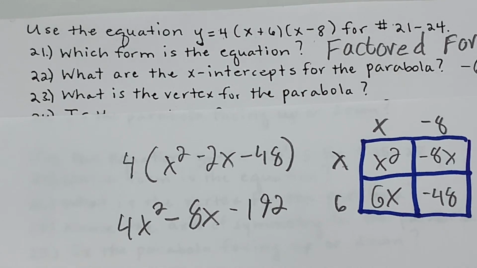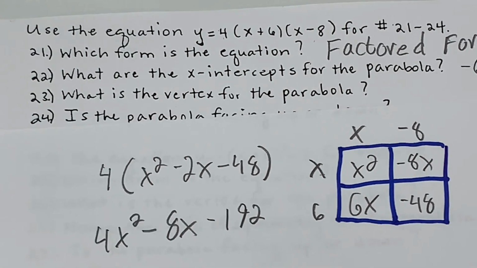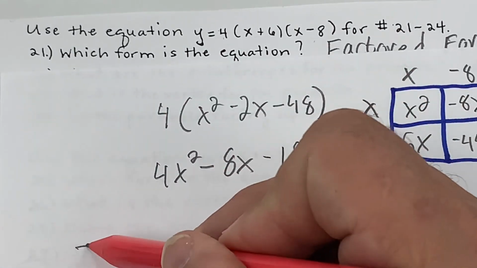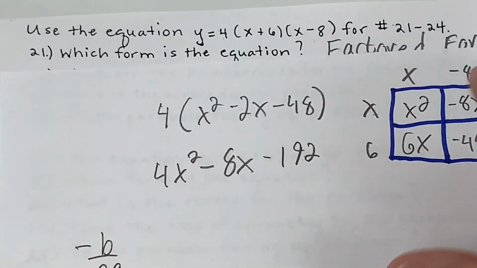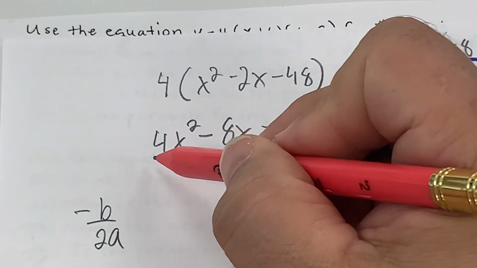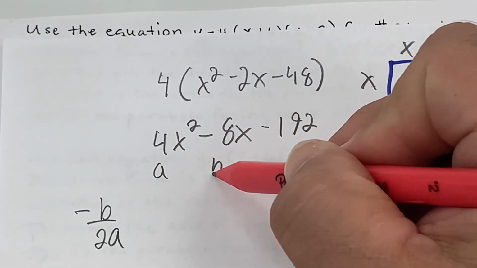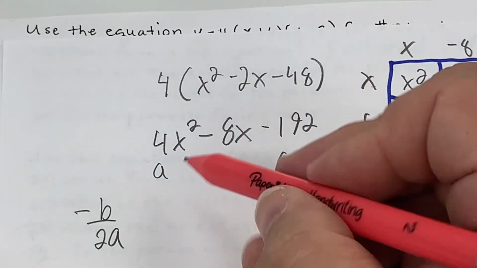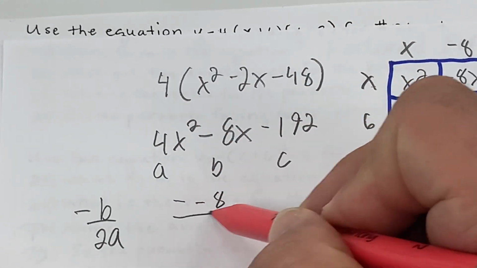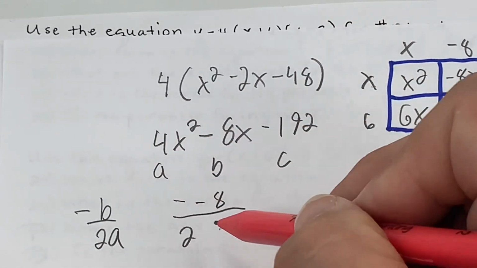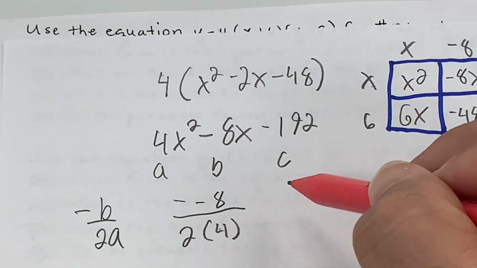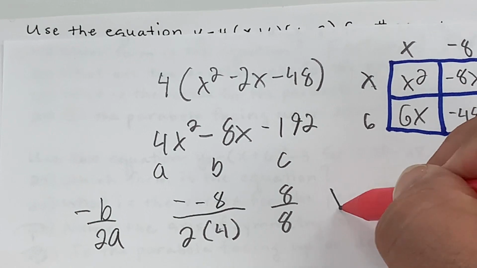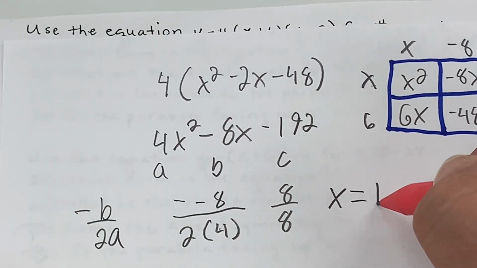To find the vertex, you're going to want to use this formula called negative b over 2a. So this is a, negative 8 is b, and c is negative 192. Negative b is going to be negative 8 over 2 times a, which is 4. So that's going to give me 8 over 8. So the x value of my vertex is going to be x equals 1.